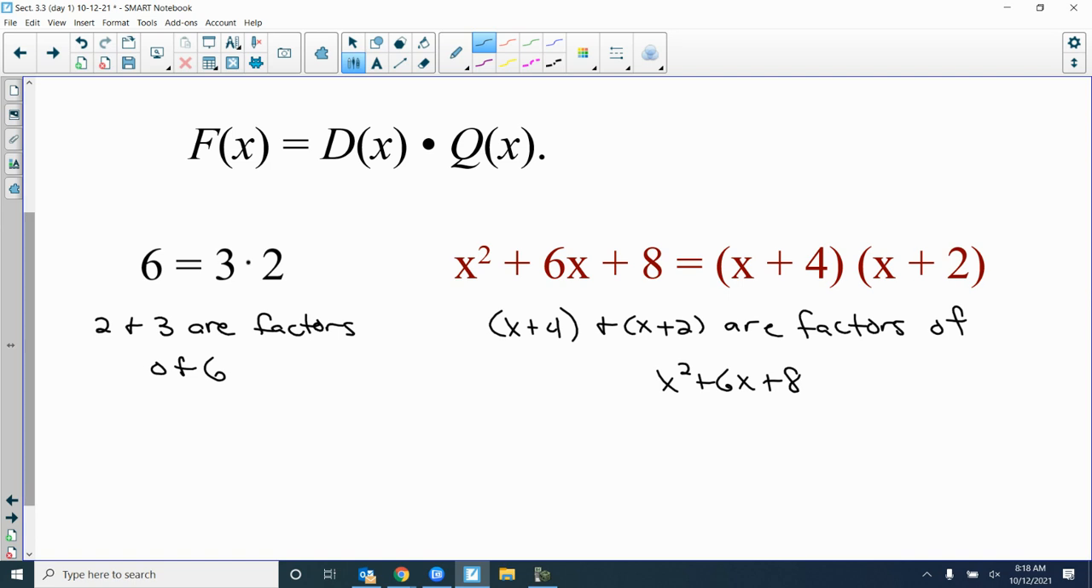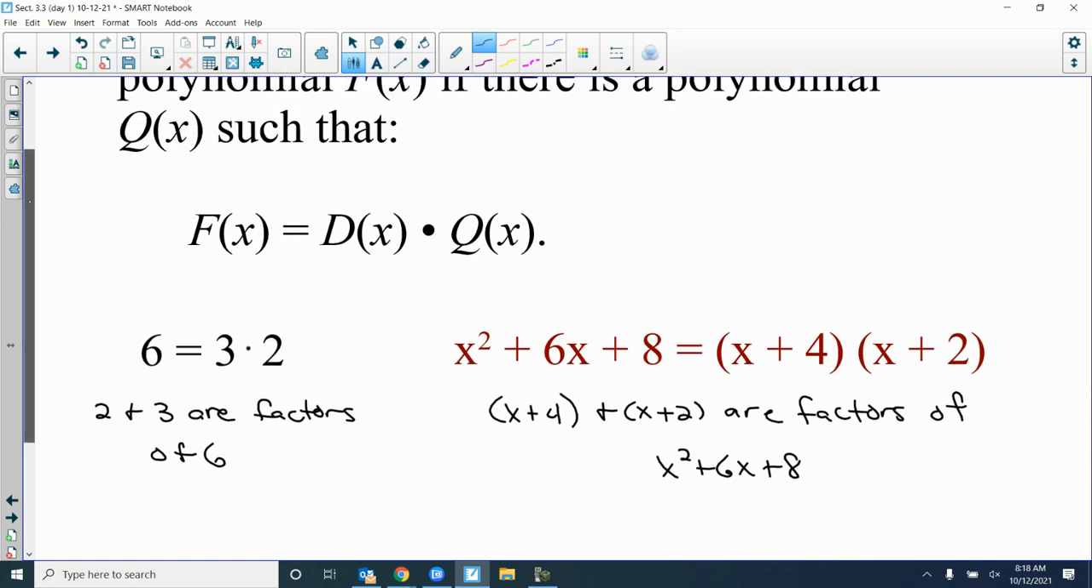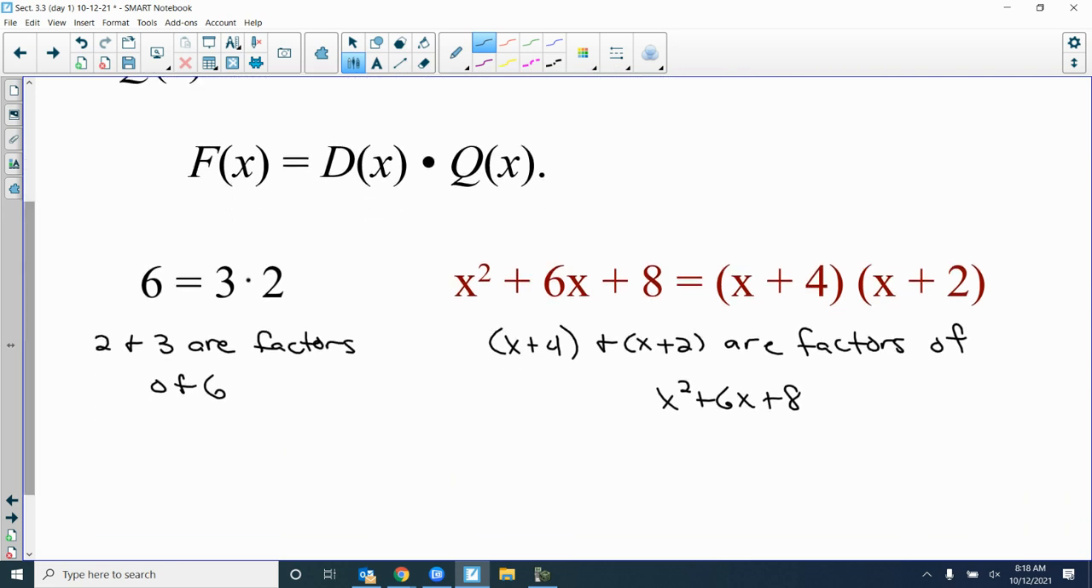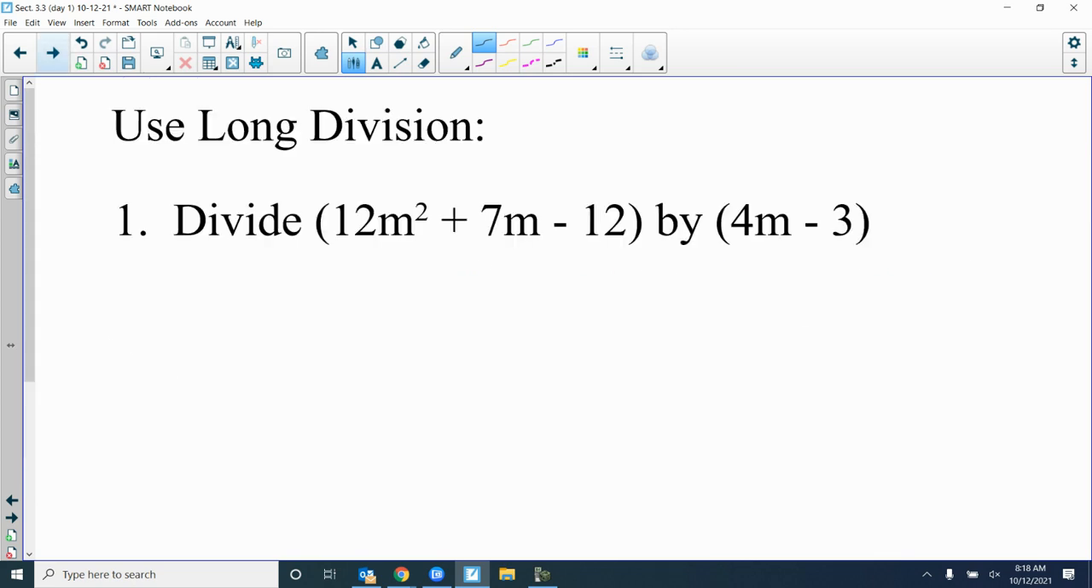So now we're going to apply this to polynomials. We want to see whether something's a factor. Now, remember, what happens here? What's 6 divided by 3 equal? Go back to just your regular math. 6 divided by 3 equals 2. What's 6 divided by 2 equal? 3. So what's x squared plus 6x plus 8 divided by x plus 4 going to equal? It's got to equal x plus 2 because those two are factors. Okay? So now this is where we're going to use our division properties. All right, we're going to use long division.